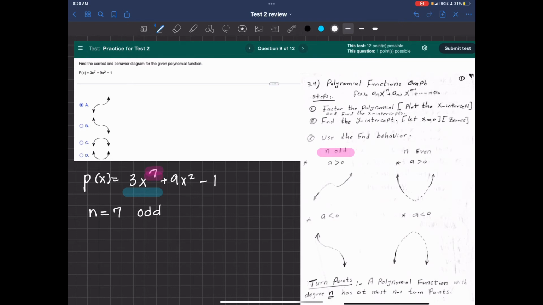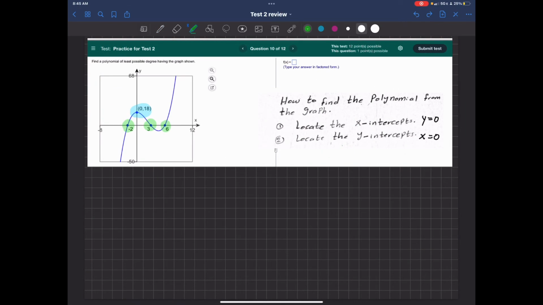Then I'm going to look at the coefficient. So the coefficient is 3, and that's going to be my a. So a is greater than 0. So we say a equals 3, and 3 is greater than 0. So we know our end behavior is going to be falling on the left and rising on the right. So it's answer choice A again.